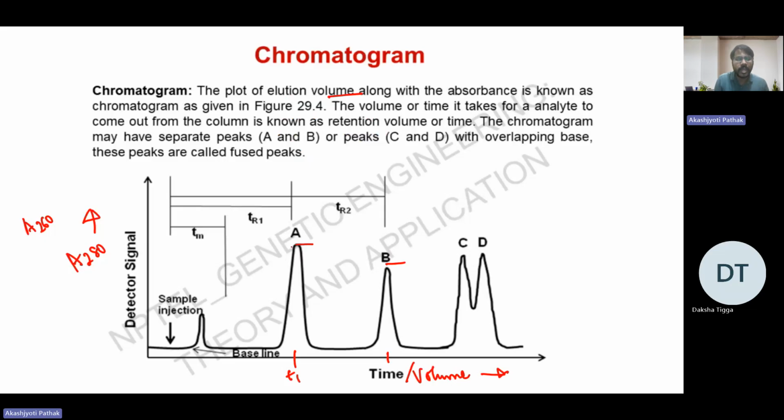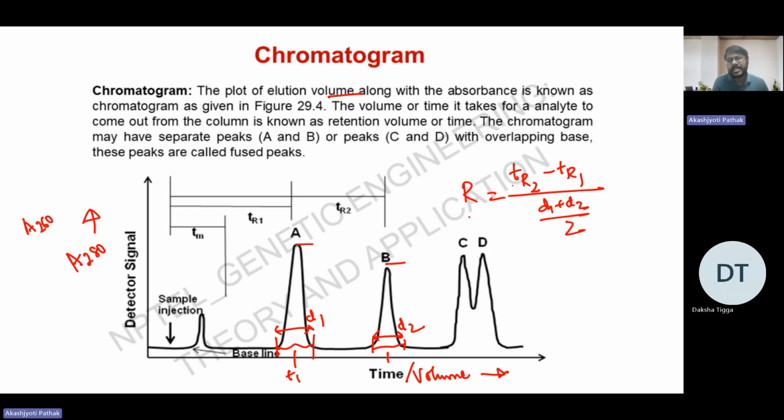So if you want to calculate the resolution of peak A and peak B, of analyte A and analyte B, then how will you calculate? You know the retention time of B, so you can do TR2 minus TR1. And then you have the peak widths. This has a particular peak width, and this has a particular peak width. You can take the average of the peak widths, so this distance say D1 and this distance say D2. You can take the average of these, and that will be your resolution.